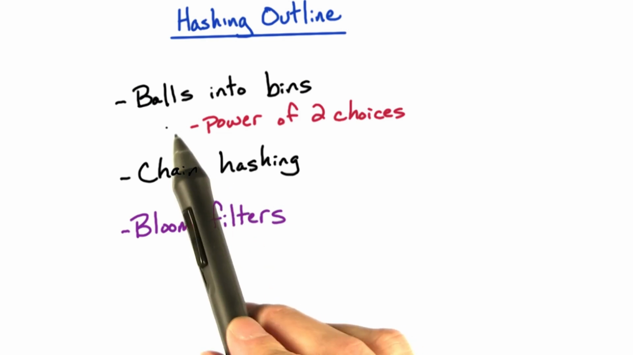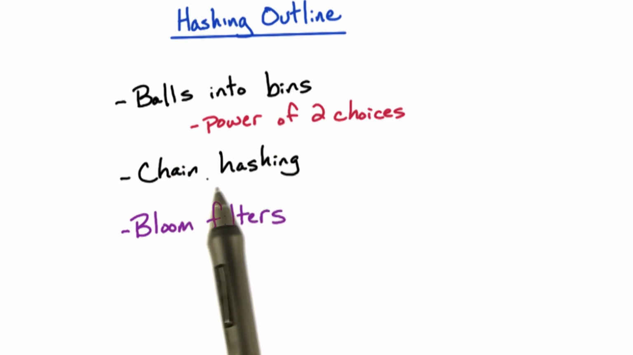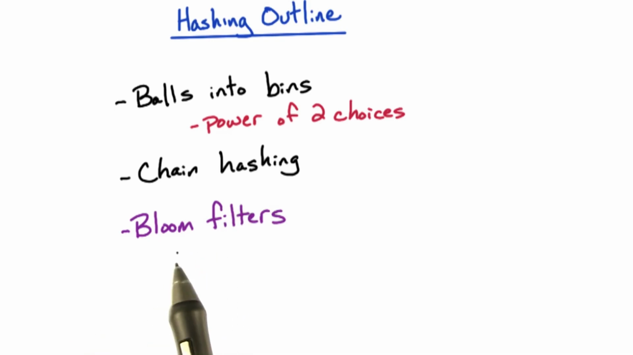This is going to motivate some of our more sophisticated hashing schemes. After we look at the toy problem, balls into bins, then we'll look at the traditional hashing scheme, chain hashing, and then we'll look at our more sophisticated scheme, Bloom filters. So let's dive into the balls into bins problem.